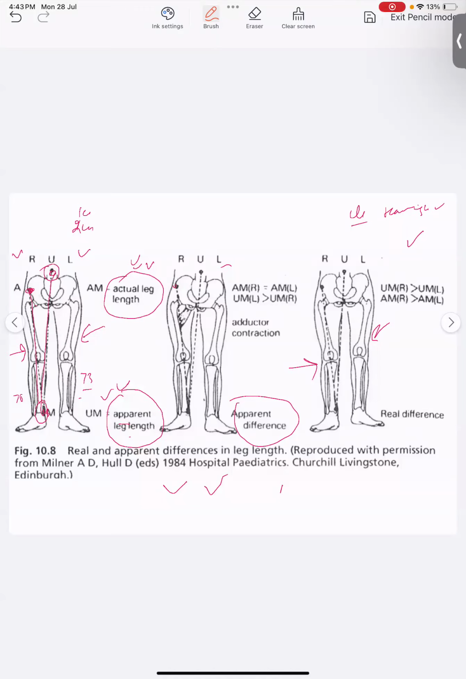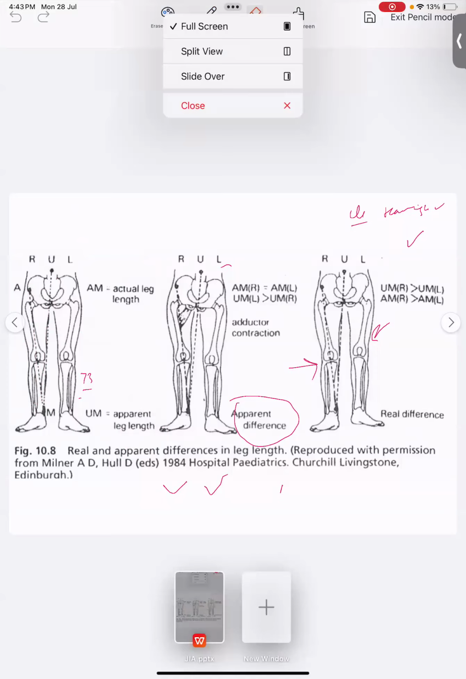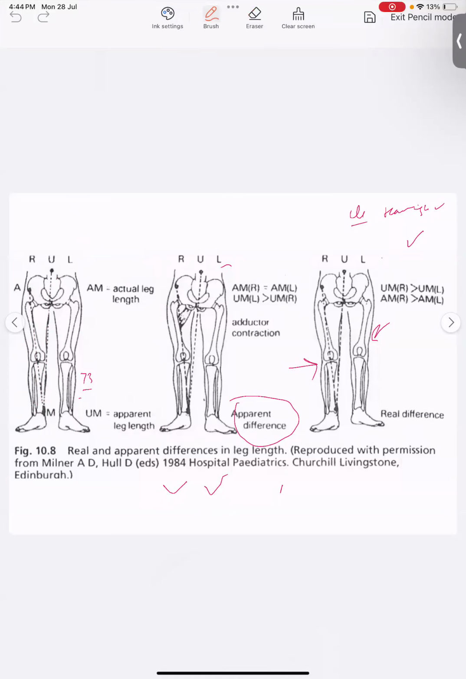Mariam, Dr. Arifa, how to measure apparent? See here, Dr. Arifa. This is the pubic symphysis. Okay, you will put the measuring tape over the pubic symphysis, then you will take it down to the medial malleolus. This is apparent leg length. What is the actual? From the anterior superior iliac spine towards the medial malleolus. Okay.